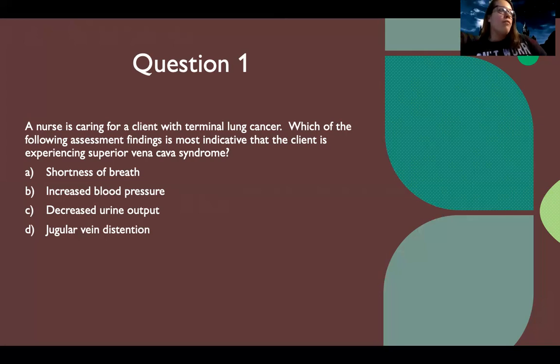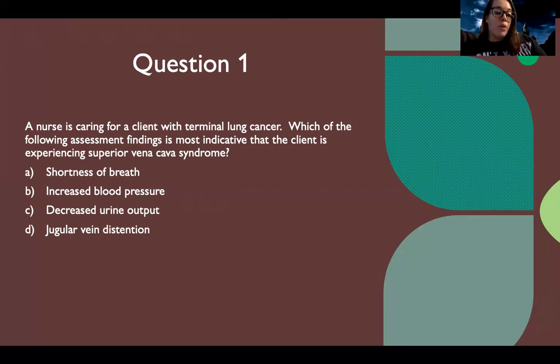If you don't remember, superior vena cava syndrome is an obstruction. It's a blockage where fluid starts backing up into the neck, and it starts backing up into the face. So I'm looking for something that shows some sort of swelling in the face or in the neck, a backup of fluid. Increased blood pressure. Well, that could happen. But I wouldn't say, oh, they have increased blood pressure, it must be superior vena cava syndrome. I don't really connect those two things together. So more than likely, this is not the correct answer.